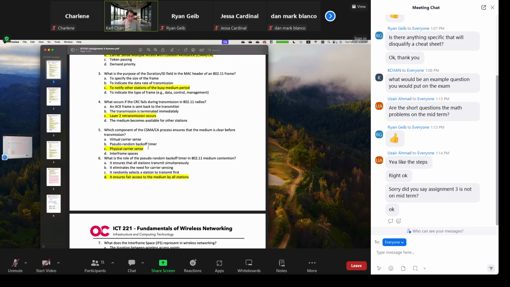I have a question for you to check if you have studied this. What is physical carrier sense doing? The mechanism of physical carrier sensing. The medium is clear, but what actually is that physical carrier sense doing? No Q&A, then I ask you questions. Any idea?